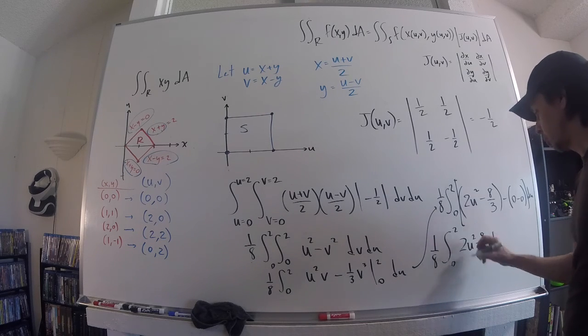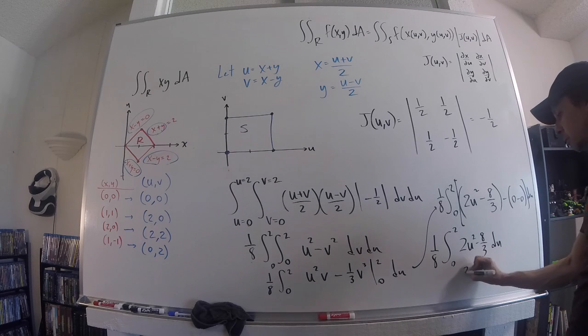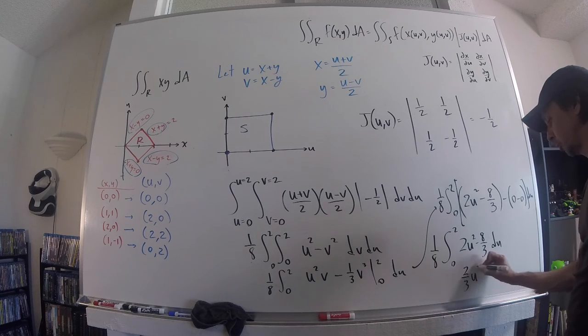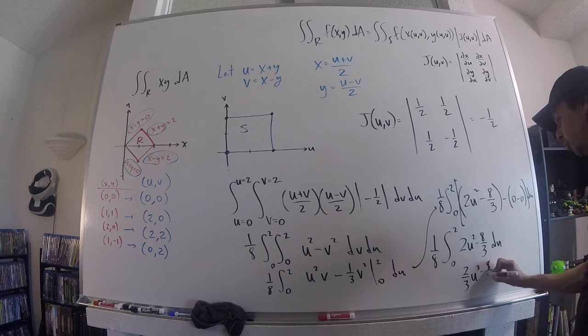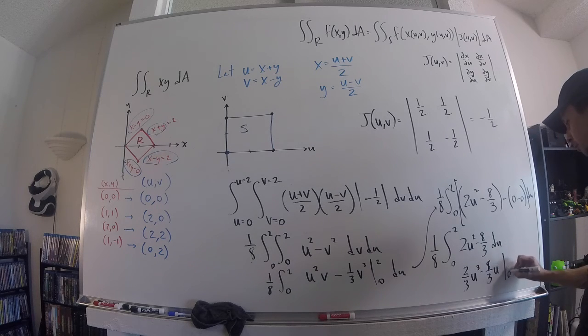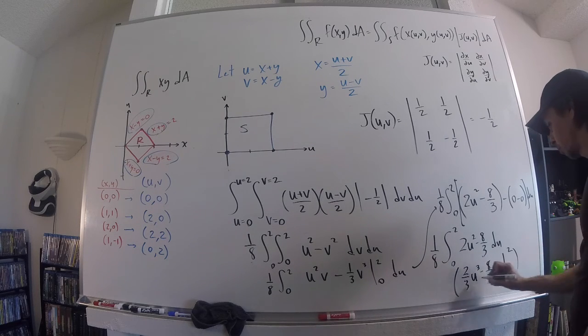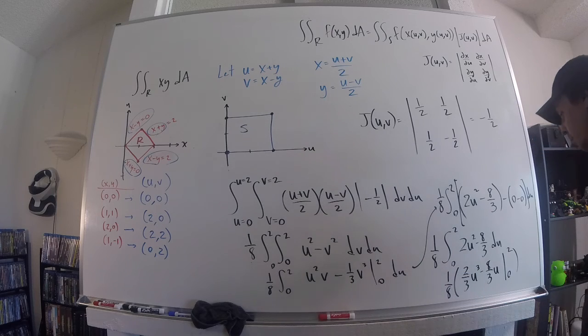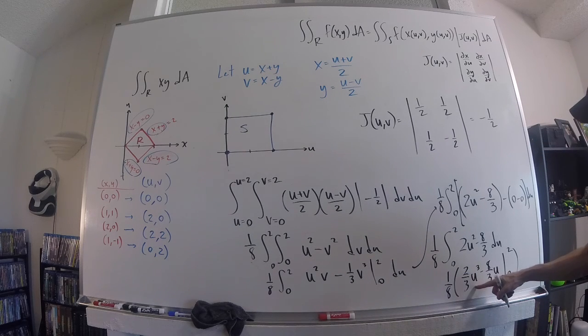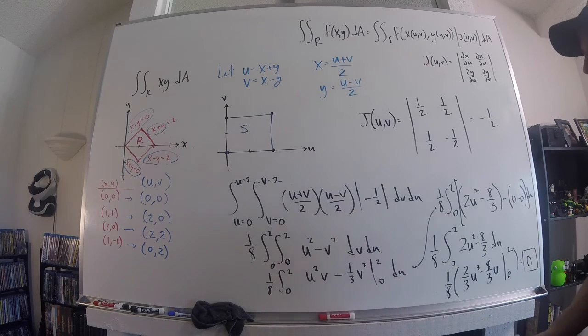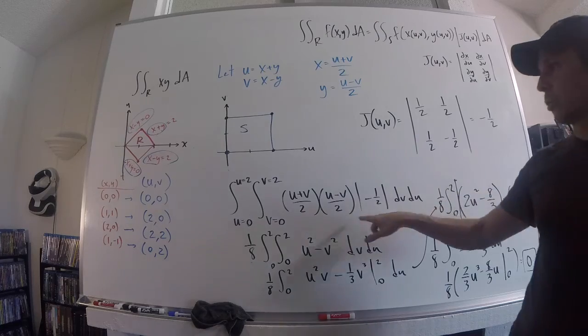I've got to do the u. Power rule on that. 2/3 u cubed minus 8/3 u, from 0 to 2 with a 1/8 out there. 2 plugged in is going to be 16/3 minus 16/3 and then minus 0, 0. It comes out to 0. I don't have time to go through the arithmetic, but anyway, that's how you do it.